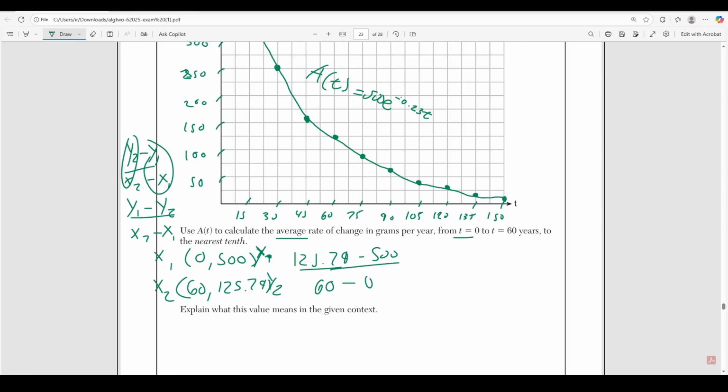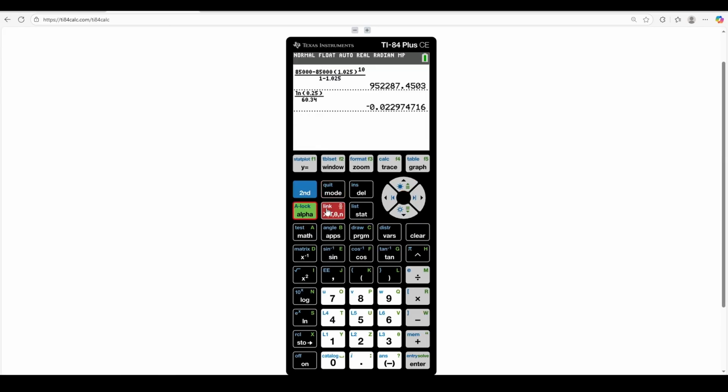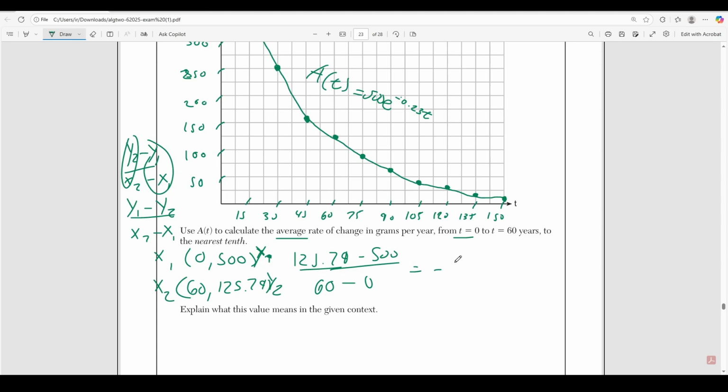I can go ahead and calculate this in my calculator. I have 125.79 minus 500 divided by 60 minus 0, and that gives me negative 6.23. Again I want this to the nearest 10th, which is negative 6.2. And remember that the average rate of change always has units. The units of the y-axis here is grams, and the units of the x-axis is years. So this is negative 6.2 grams per year. That's going to be my answer over here.